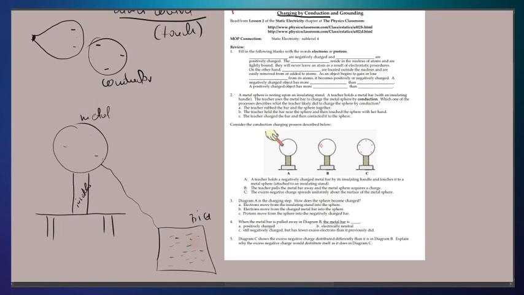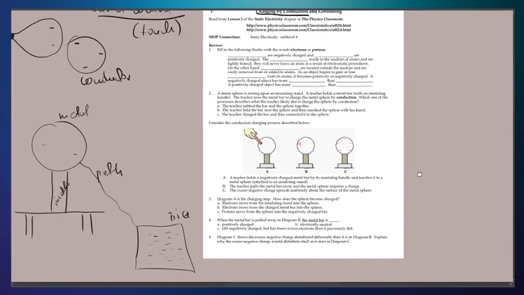All right, so if you provide a path for electrons to dissipate away from an object, then the object is said to be grounded. That actually was a pretty good definition of grounding. Let's see if I can repeat that. If you provide a path for the electrons to be dissipated away from an object, then the object is said to be grounded. That's good. All right, now this could work.